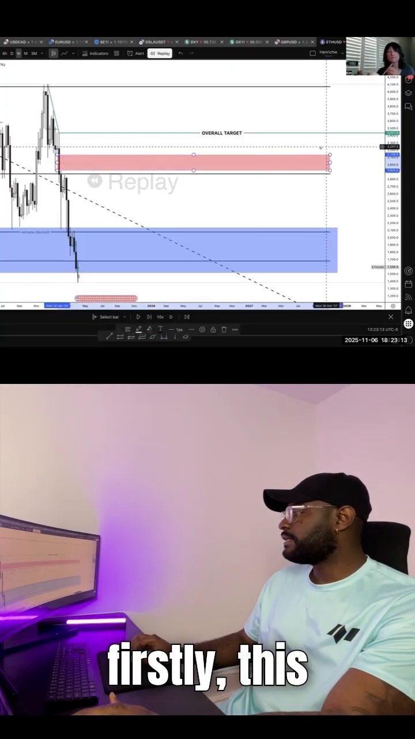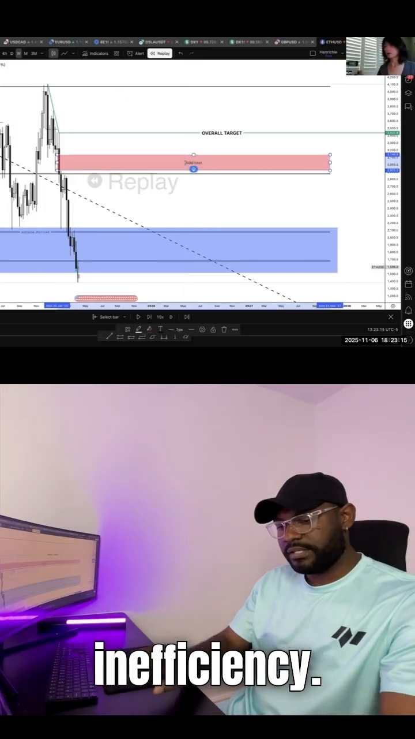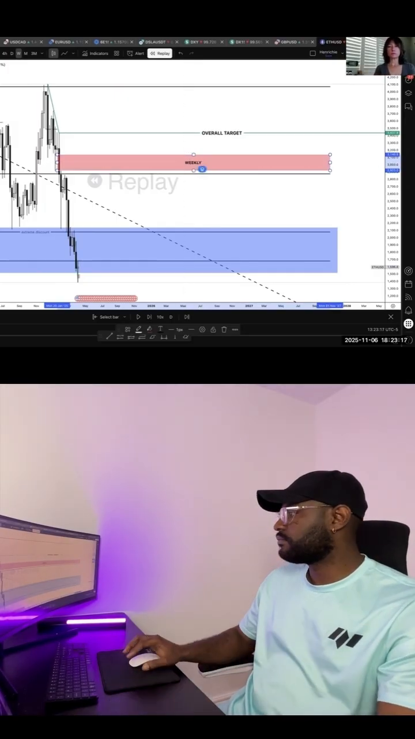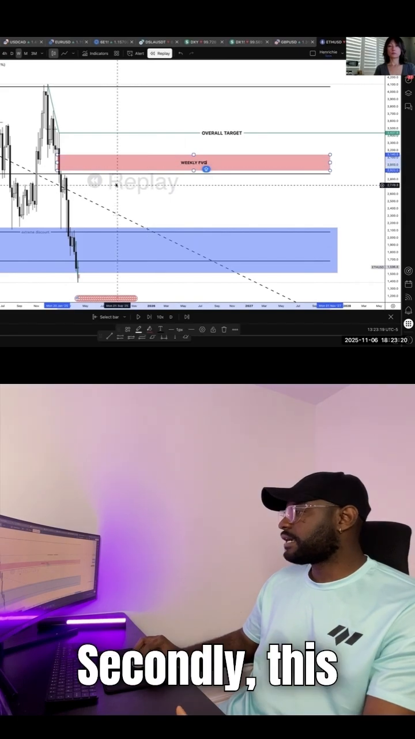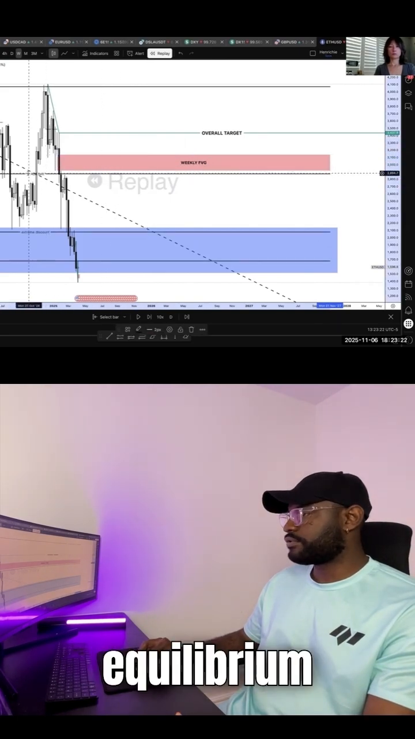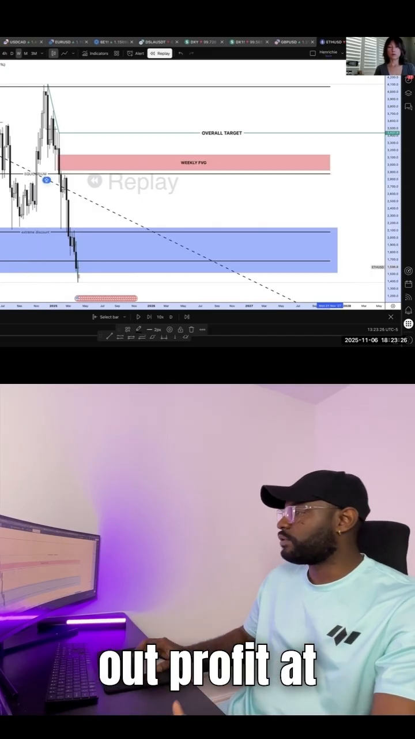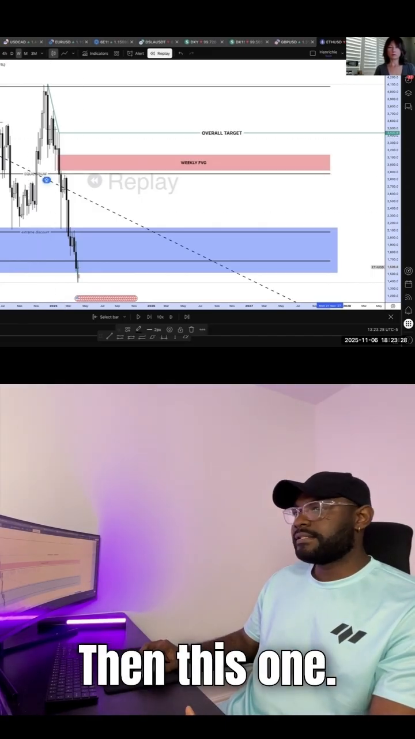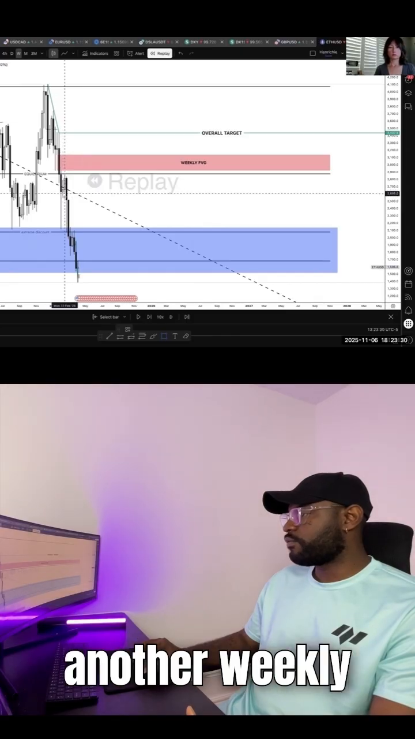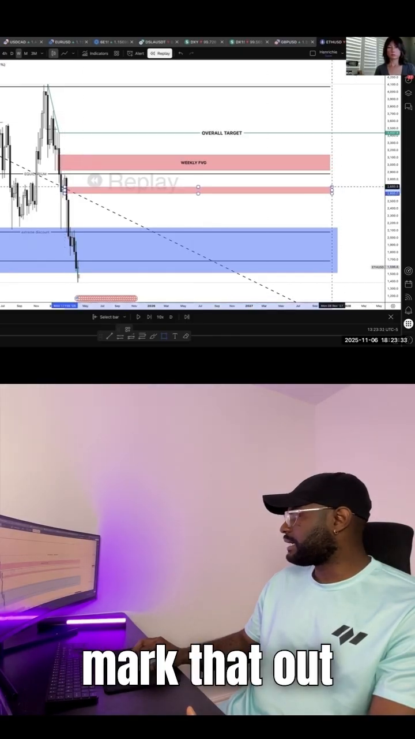So firstly, this is a weekly inefficiency. Secondly, this is our equilibrium zone. I want to still scale out profits at equilibrium. Then this one, thirdly, there's another weekly inefficiency here. I'll mark that out as well.